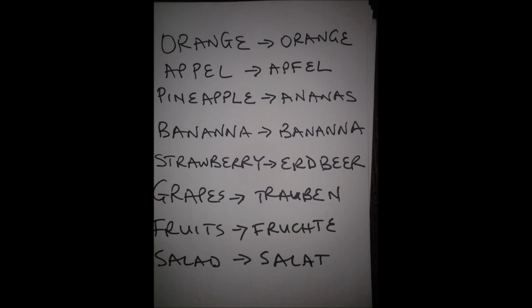Erdbeer. That is strawberry. Then grape. Grapes are those small fruits with water inside. They call it Trauben. Generally, fruits are called Früchte. The salad is Salat. I think these ones are not difficult for you, apart from strawberry, that is Erdbeer. Grapes, Trauben.